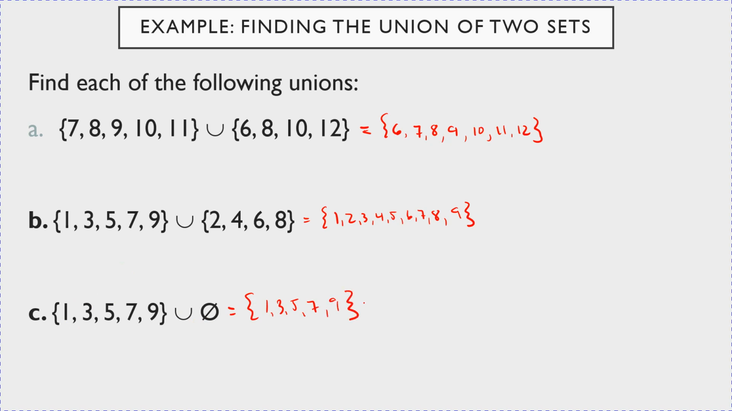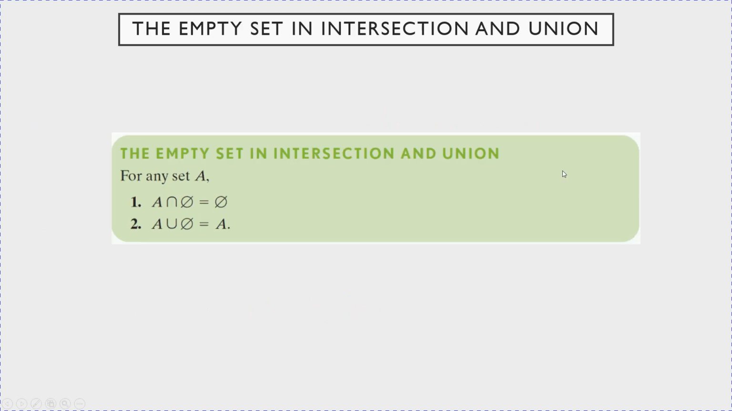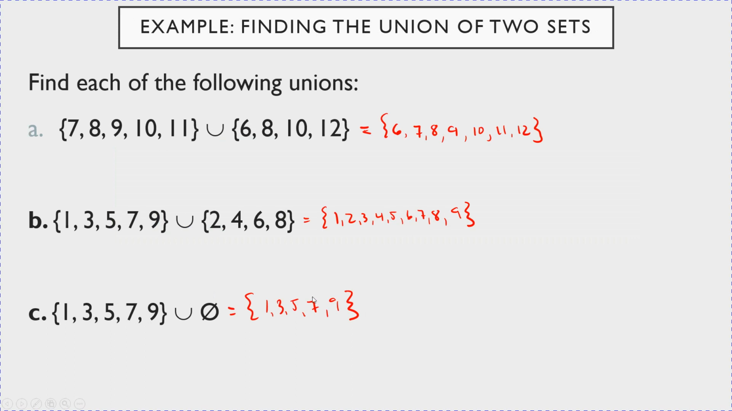So intersection: what do they have in common? The union, I hate to say this, but you think about it like you're adding the two sets together. You're putting them together. Just a quick thing we saw with the empty set: A intersection the empty set is always the empty set, and A union the empty set is just the set A. So like here, if this is set A, you just get set A.